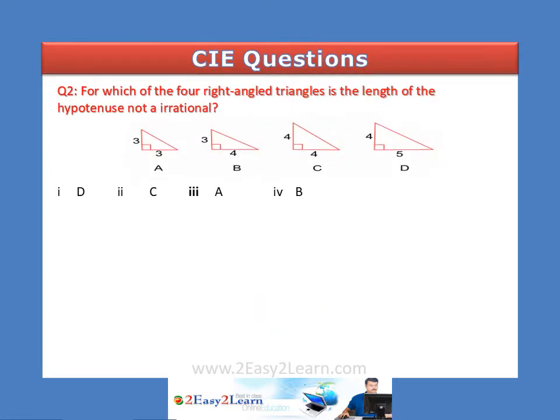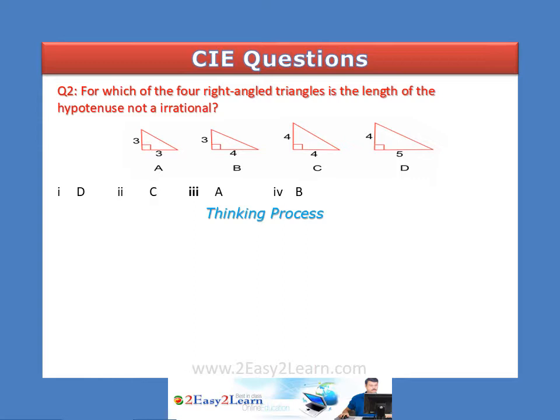Question 2. For which of the four right-angled triangles is the length of the hypotenuse not irrational? Option 1 is D. Option 2 is C. Option 3 is A. Option 4 is B. Let's discuss this question.